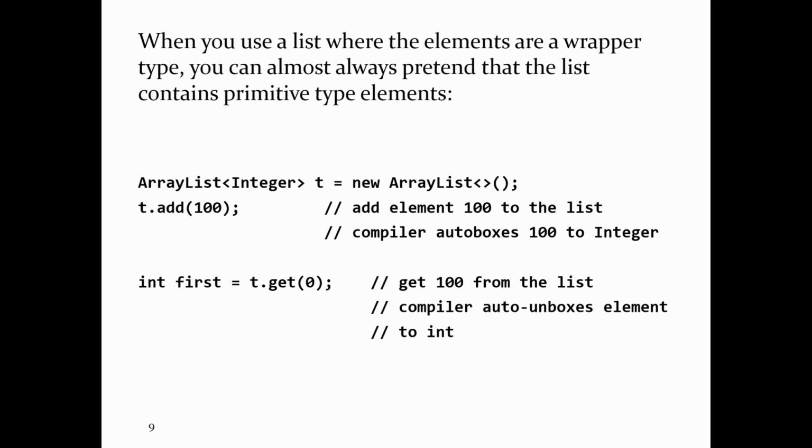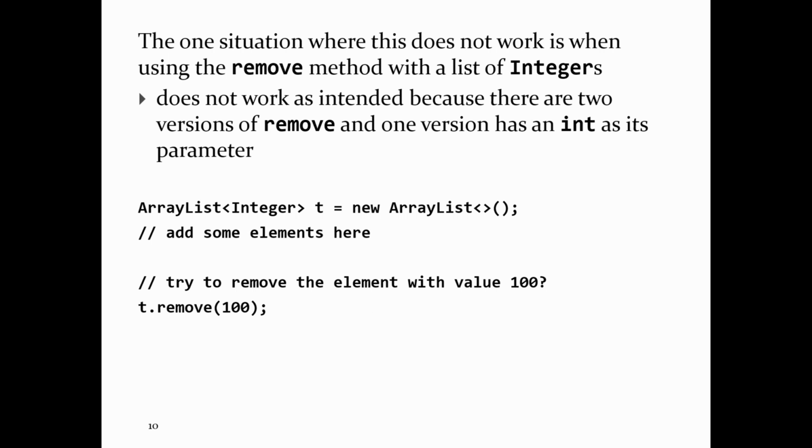There's only one thing that might cause problems. The one problem that you might run into is this method called remove. The problem is there are two versions of remove. Remove lets you remove an object from a list by passing in an index.